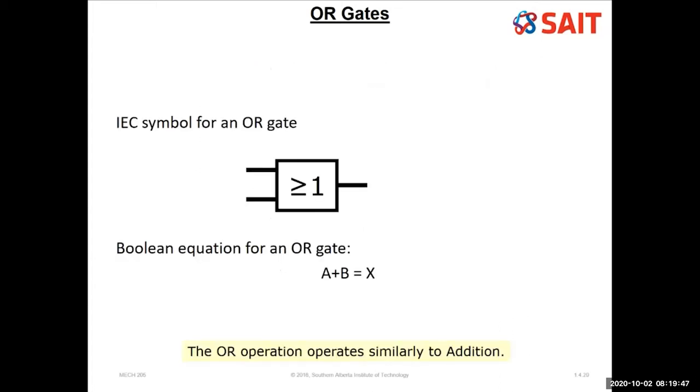The international symbol is the square box with a greater than or equal to 1. It's not as obvious as a multiplication. If any of the inputs is greater than or equal to 1, the output is going to be a 1. It's kind of how I remember that one. I read it that way.